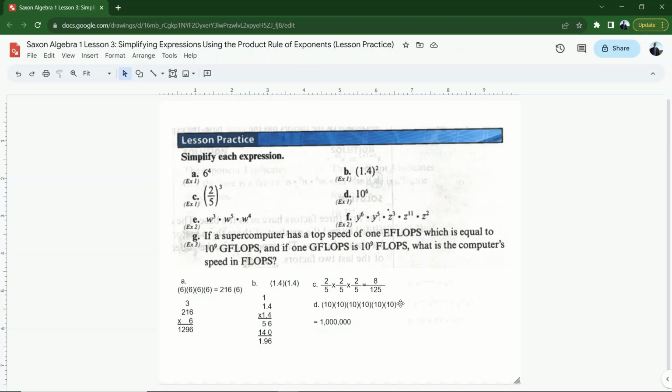By the way, this ease of working with 10 is the reason why scientific notation works so well, which we're going to talk about later this year.